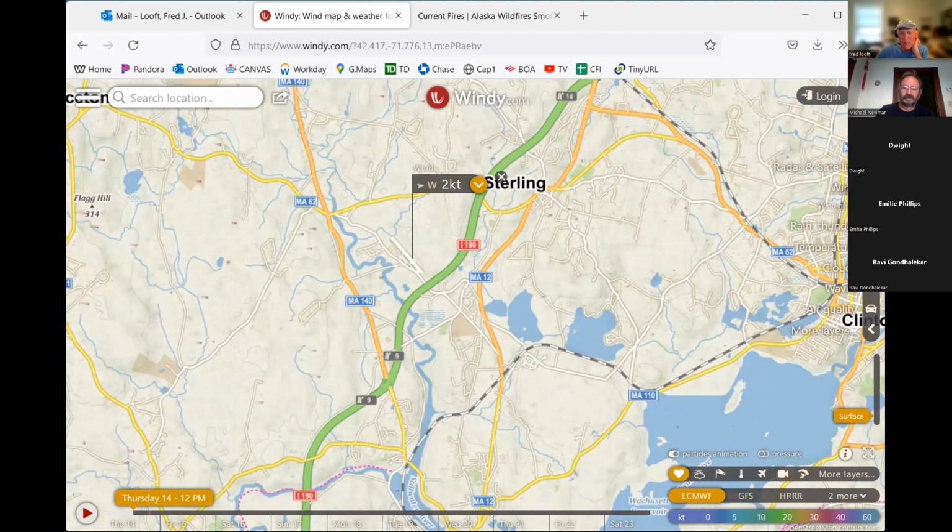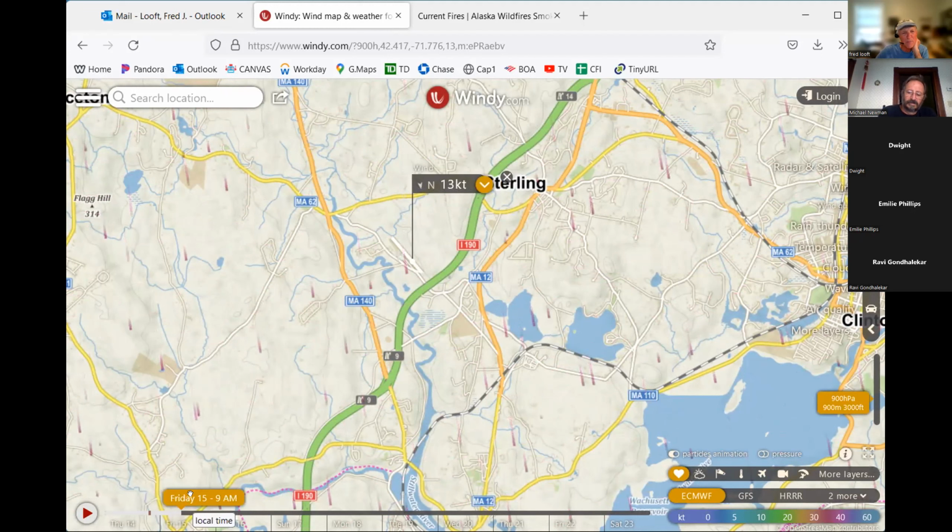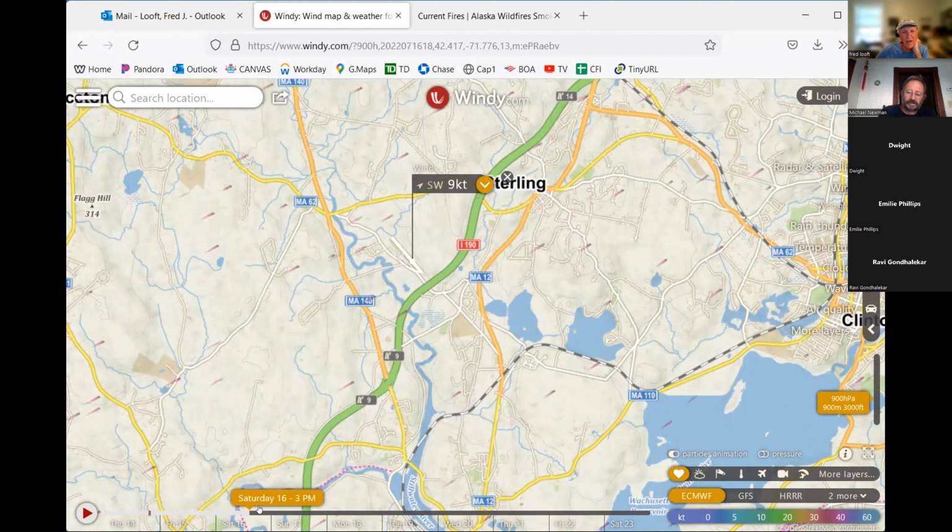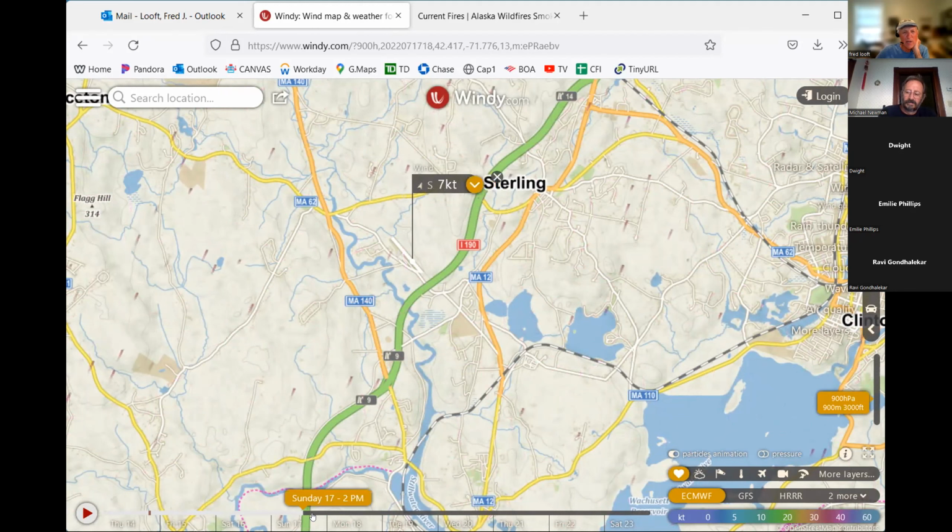The other thing I like about this is that's at the surface. What is it at 3,000 feet? Is it roughly the same? Yeah, it's not bad. 10 knots, 13 is picking up. 9 knots, so Saturday is pretty high. Sunday is not bad. Monday is not too bad.